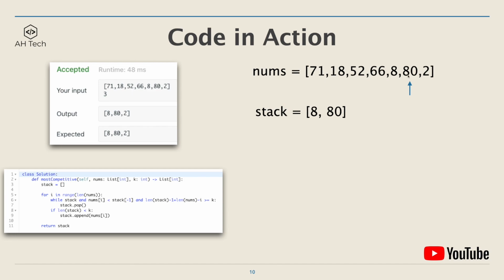And the next number is 80. We will just push it into the stack. And the last element is 2. Even though 2 is smaller than 80, we don't have enough remaining numbers to push into the stack. So no elements from the stack will be popped, and we will add 2 into the stack. So the final result is the subsequence 8, 80, and 2. And this will conclude the algorithm.